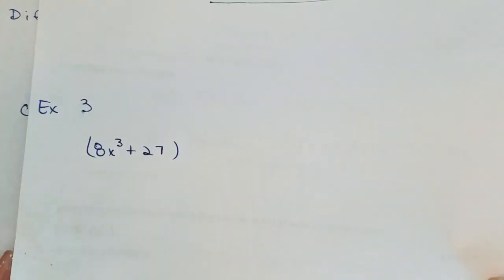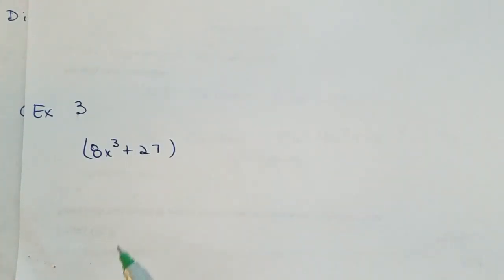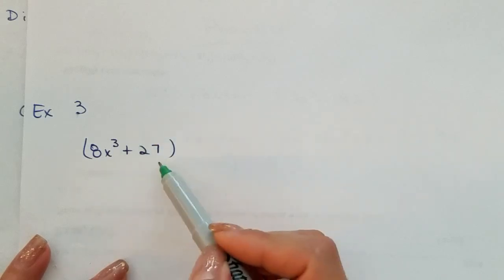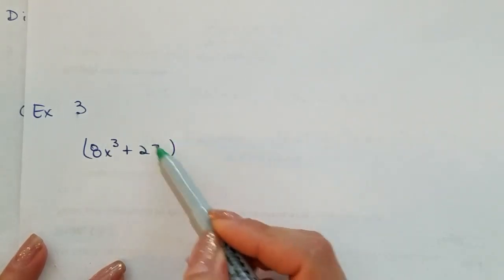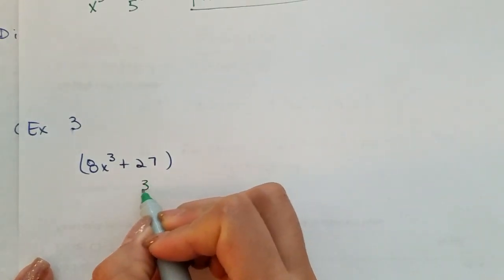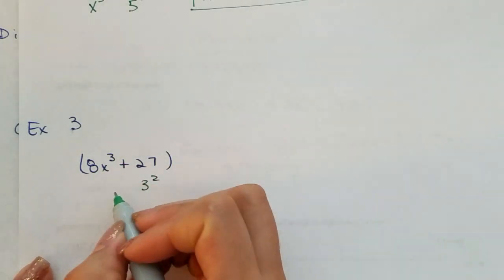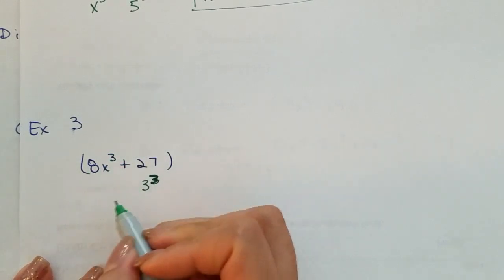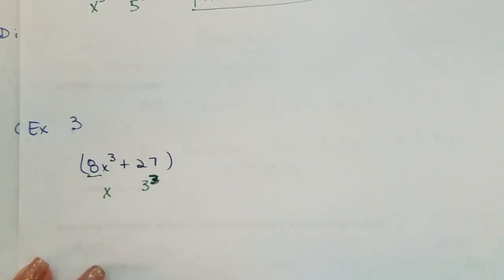All right, I have two more actually for you. We have 8x cubed plus 27. Your first step is to check for a GCF. There is none. So now we're going to check to see if we can cube each of these. This one, you know from the ones that I gave you earlier, the cube root here is going to be 3, so that's 3 cubed. We know that the cube root of x cubed is x, but you have to check this coefficient here.